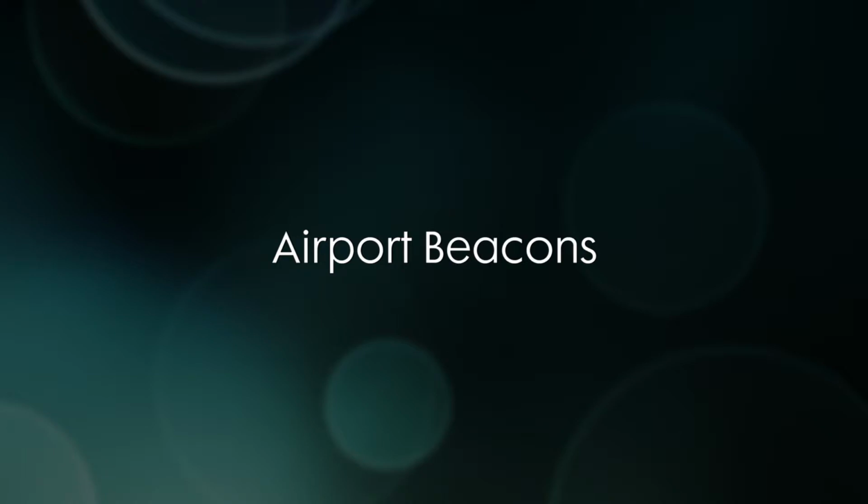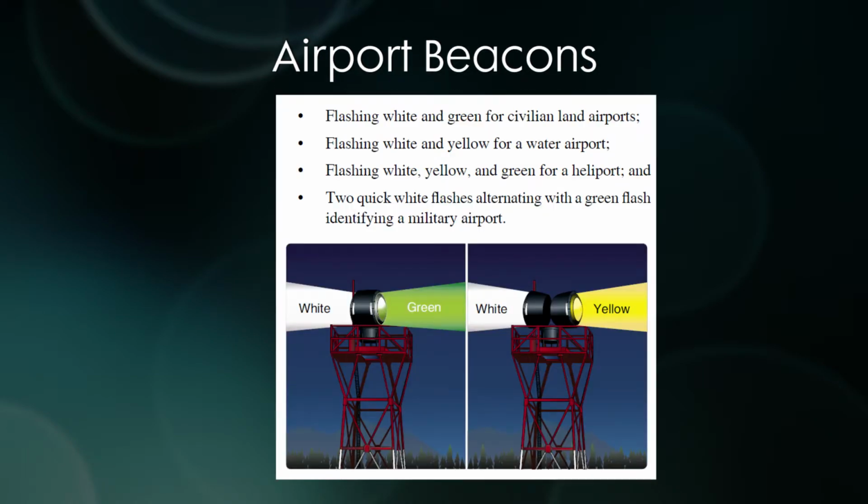This might be a good place to talk about airport beacons. Airport beacons are rotating white and green lights that you'll see when you're flying at night. Now, civil airports are white and green, as I mentioned, but there are a few other ones that you might not be familiar with, and here they are.